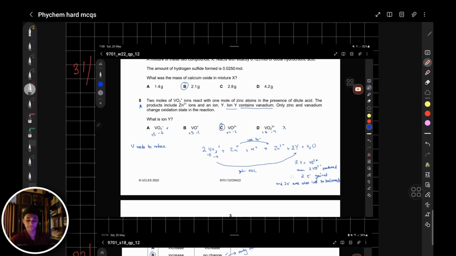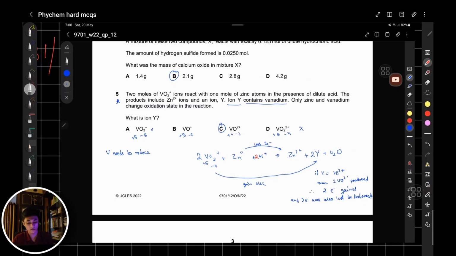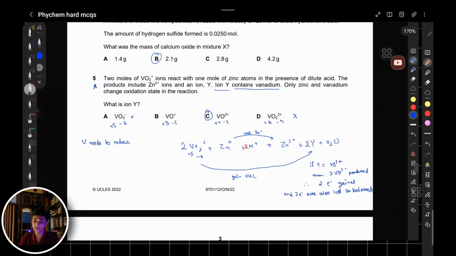So yeah, let's start. Question 31. 2 moles of VO2 plus vanadium oxide ions react with 1 mole of zinc atoms in the presence of dilute acid. The products include zinc ions and an ion Y. Ion Y contains vanadium. Only zinc and vanadium change oxidation state in the reaction. What is ion Y? So ion Y is an ion which contains vanadium and oxygen.